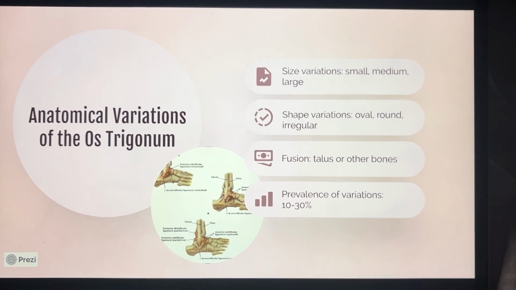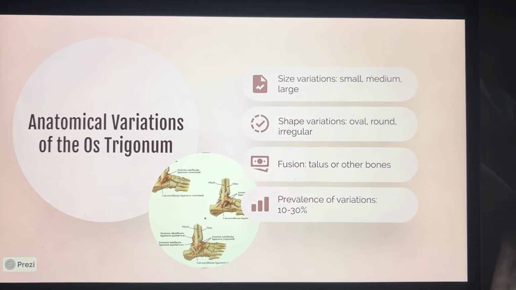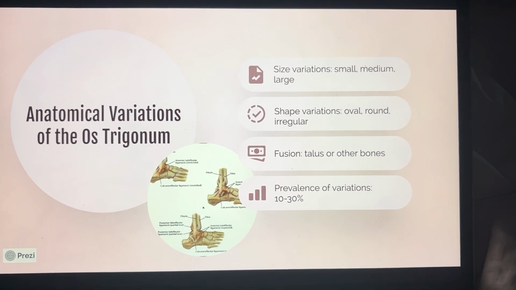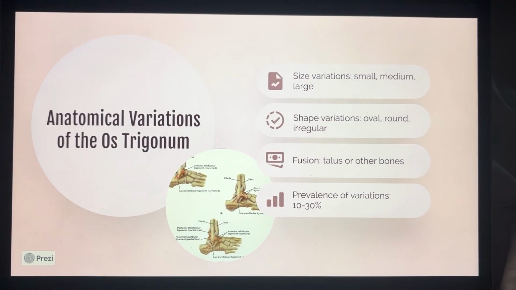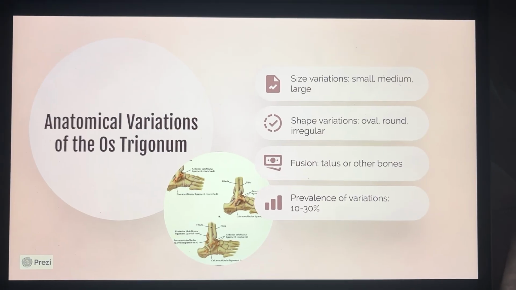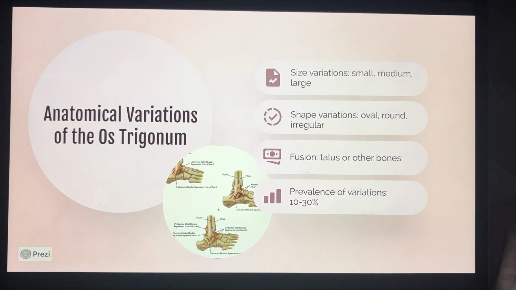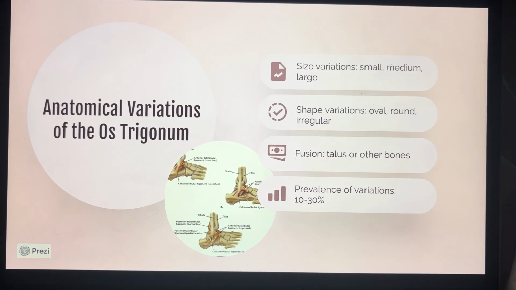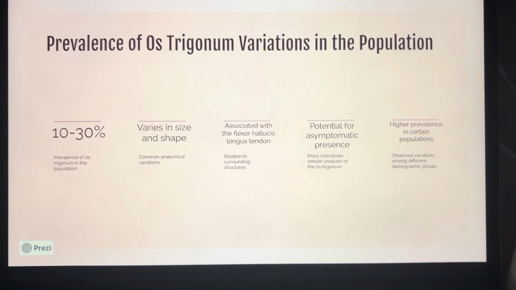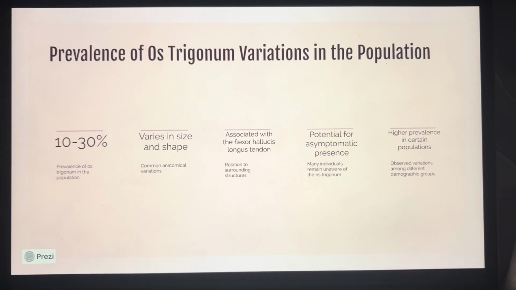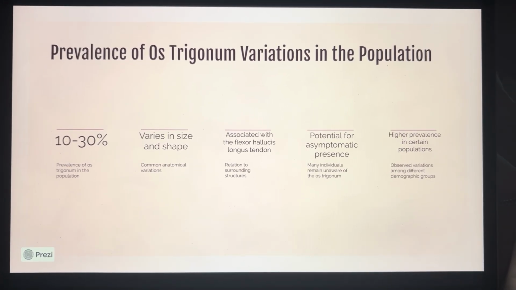Anatomical variations, as I stated before, it can be different in size, small, medium, large, as well as the shape. It can be oval, round, or irregular. It mostly fuses to the talus, but it can fuse to other bones in the ankle, and its prevalence of variations is about 10 to 30%. So the prevalence is 10 to 30% in people. It can vary in size, shape, mostly associated with the flexor hallucis longus tendon.